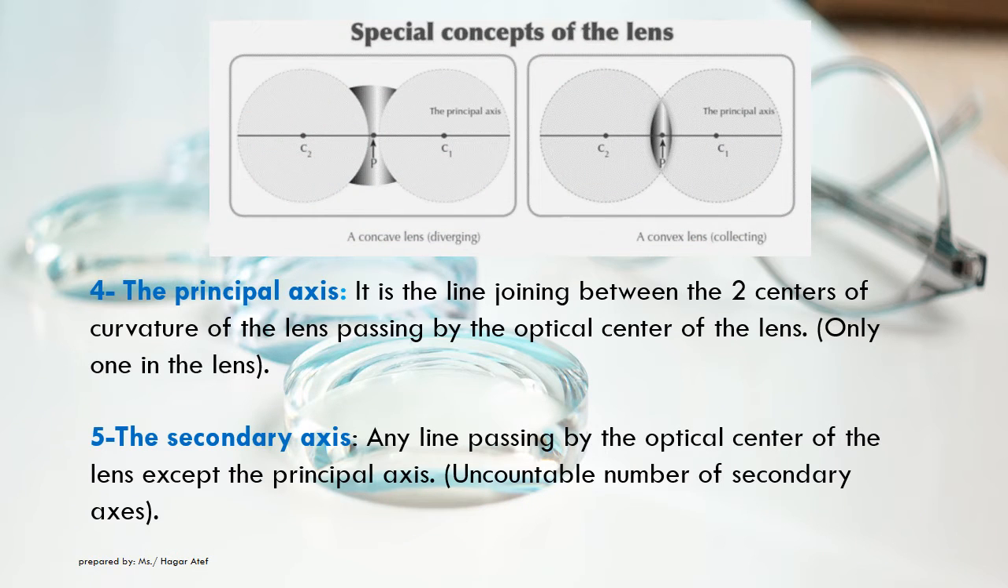Number 4, the principal axis. It is a line joining the two centers of curvature of the lens, passing by the optical center of the lens. There is only one in the lens. Number 5, secondary axis. It is any line passing by the optical center of the lens except the principal axis. There is an uncountable number of secondary axes.